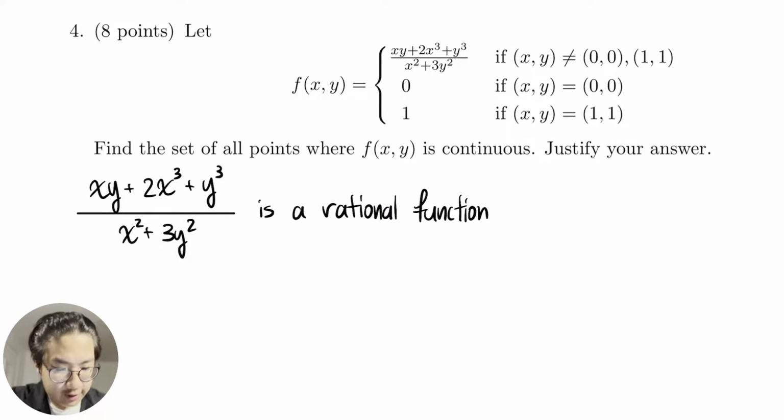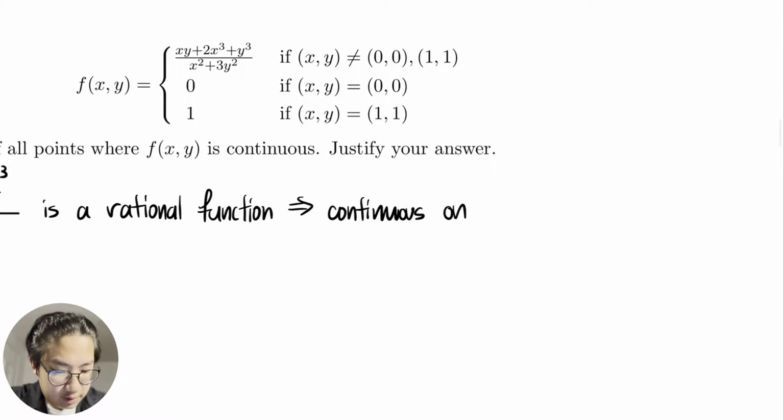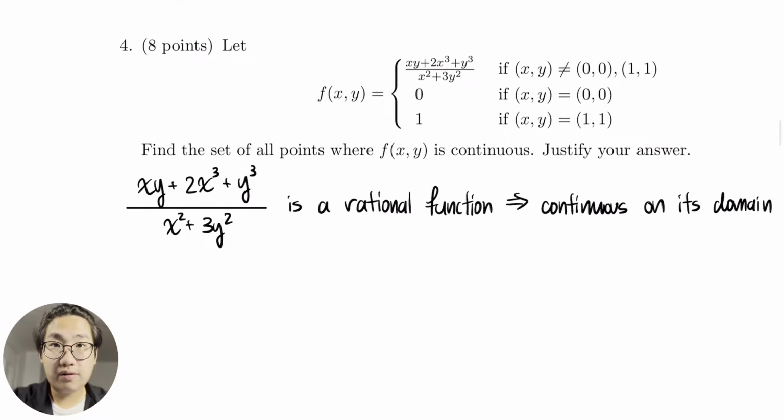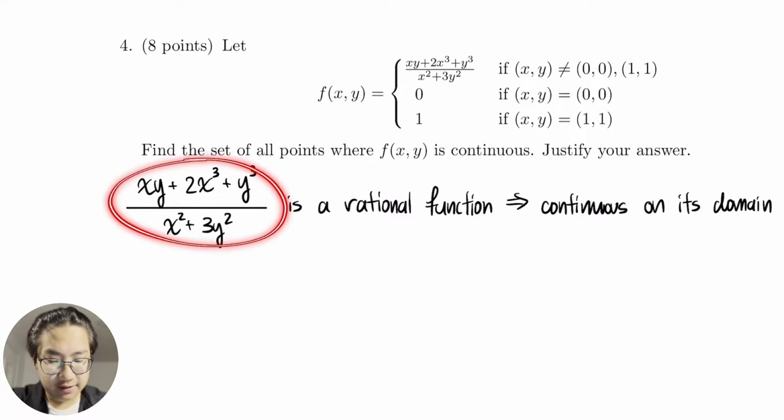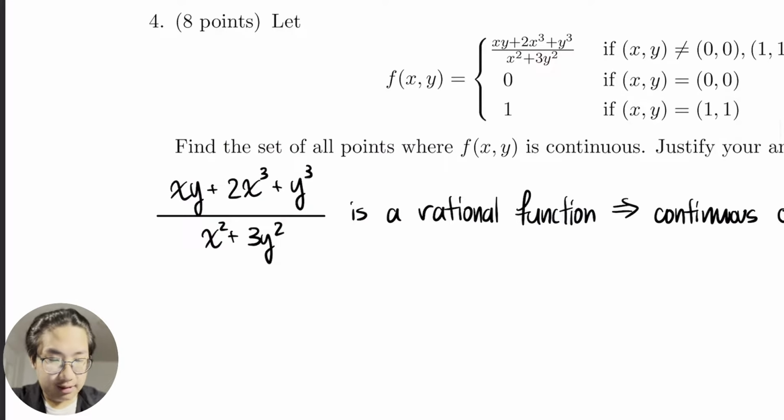It's a rational function, and yeah, this also does indeed imply that it is continuous on its domain. So with this in mind, we can first determine what the domain of this is. For any rational function, the domain is usually restricted to all real numbers except for whatever values will make the denominator 0.